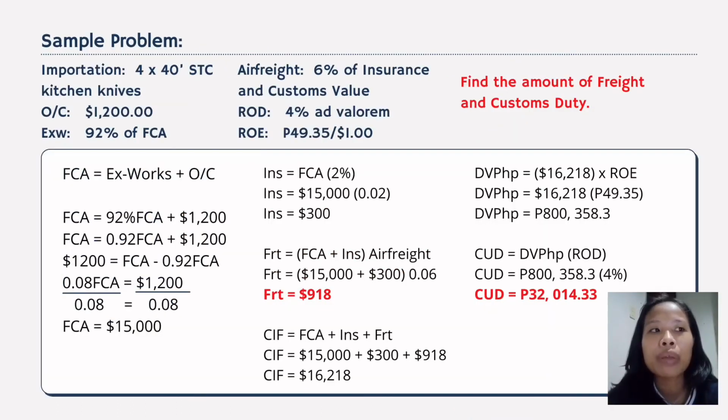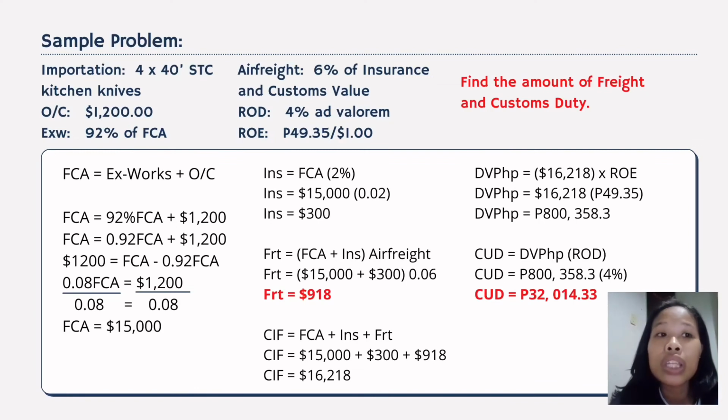Here are some problems on how to find the amount of freight and customs duty. The importation is 4 times 40 STC kitchen knives. The other charges are $1,200 and the ex-works is 92% of FCA. The air freight is 6% of insurance and customs value. The ROD is 4% ad valorem and the ROE is 39 pesos and 35 centavos per $1.